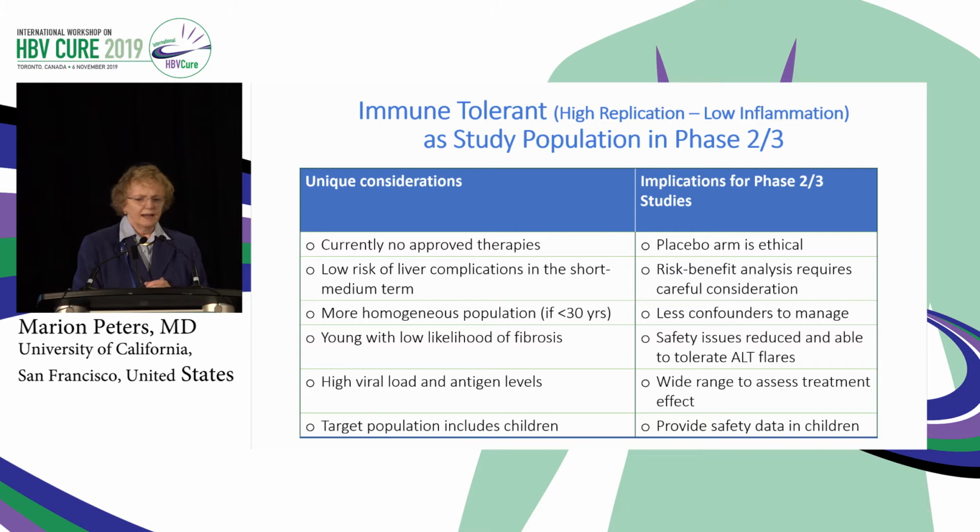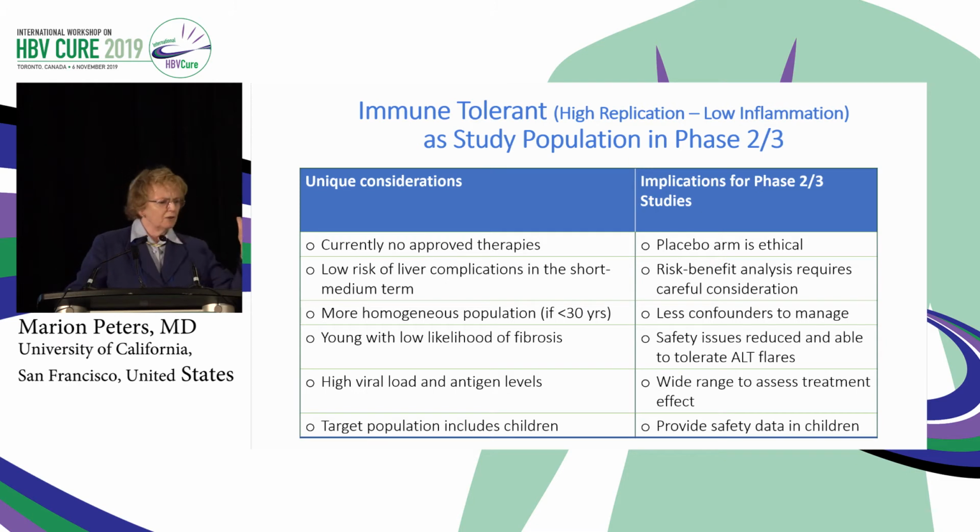I do want to take a moment to talk about immune-tolerant patients, because there are currently no approved therapies for these patients. The placebo arm is therefore ethical. There's low risk of liver complication in the short and medium term, so the risk-benefit analysis may be low depending on what drug you choose. It's more homogeneous. They tend to be younger. They have fewer comorbidities. They're less North American, European badness. They are young with lower likelihood of fibrosis.